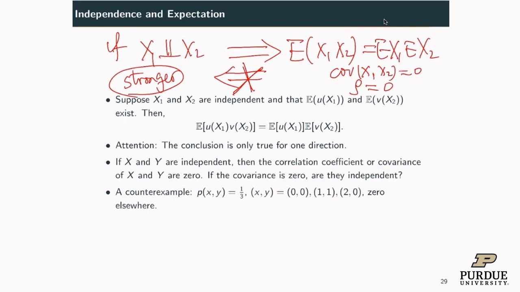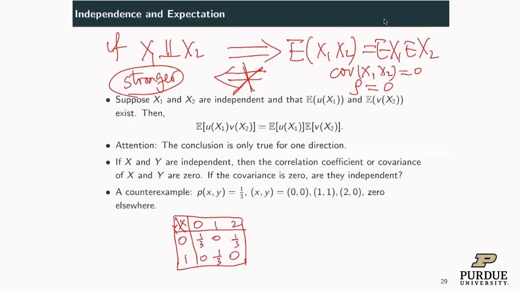For example, the joint PMF of x and y is 1/3 on the support (0,0), (1,1), (2,0). For this example, you can draw the support. This is x, this is y. X can be 0, 1, 2. Y can be 0, 1. Now you have mass 1/3 at (0,0), 1/3 at (1,1), and 1/3 at (2,0). So this is a joint PMF.